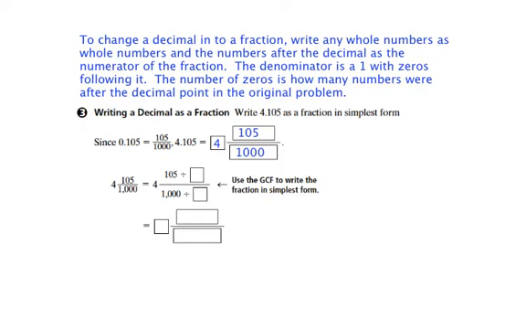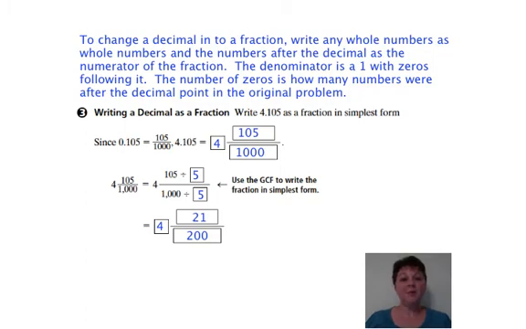Now you're going to have to simplify your fractions. So you have to think about what goes into 105 and what goes into 1,000. Well, 5 goes into both of those. So you're going to divide your numerator by 5 and your denominator by 5. So you end up with 4 and 21 over 200.